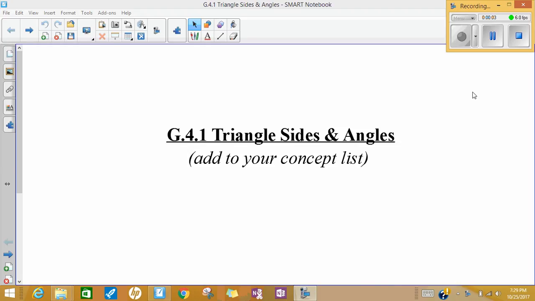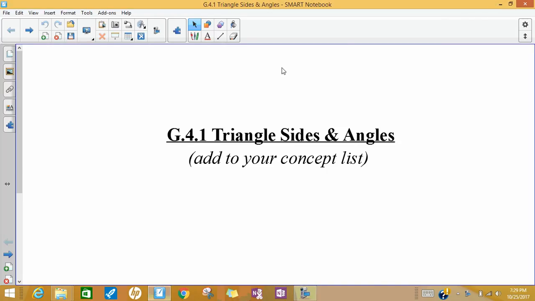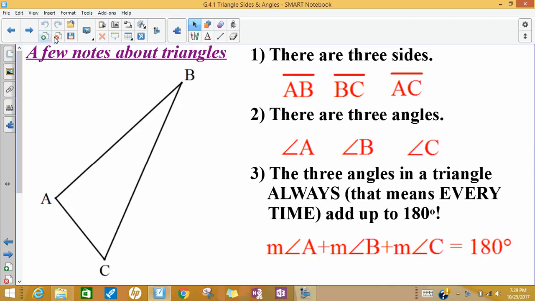Hey all, today we're going to shift our thinking to talking about triangles, and we're going to start with a discussion on some relationships that exist between their sides and their angles. So a few quick notes before we get into that.